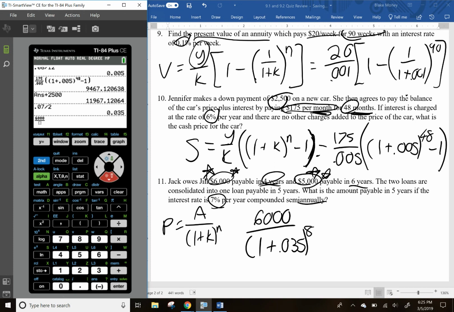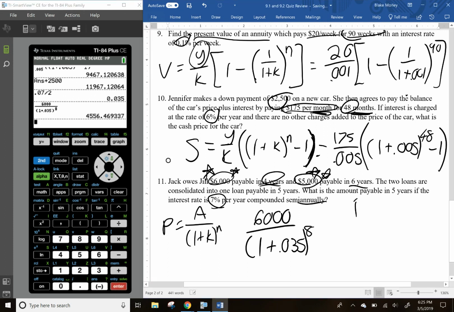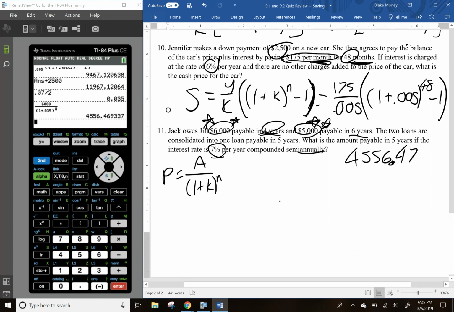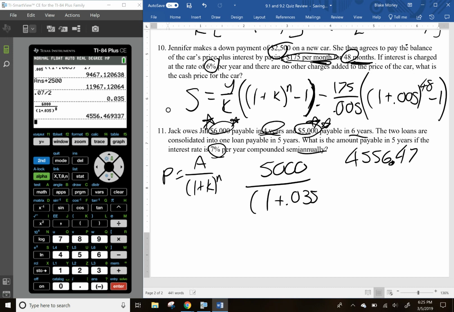So that amount gets us 6,000 divided by 1 plus 0.035 to the 8th power. That amount gets us $4,556.47. Now I'm putting that number over there because I'm going to run out of space. I want to make sure I keep everything together. So the next present value is going to be for the $5,000 loan. So the $5,000 loan, its present value, it's the same 7% semi-annually, so it's still going to be 0.035.